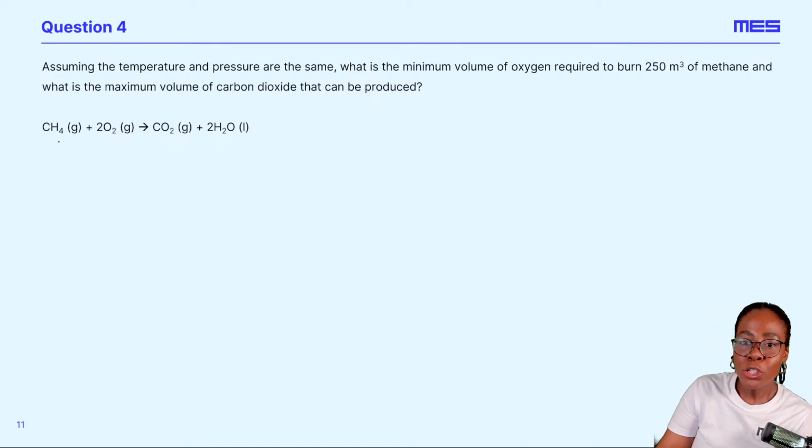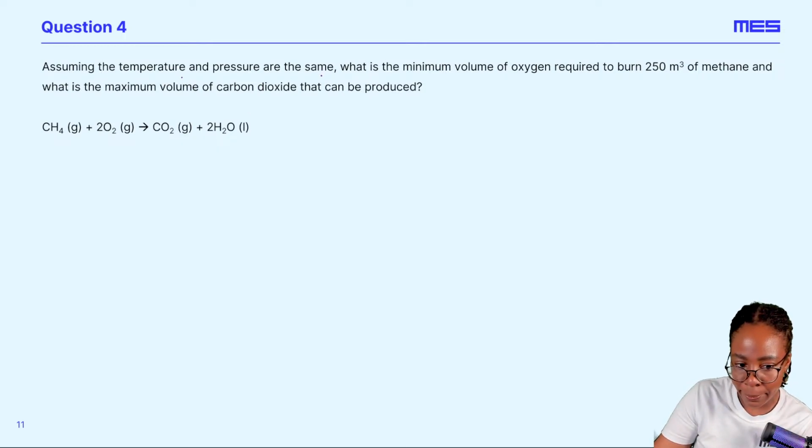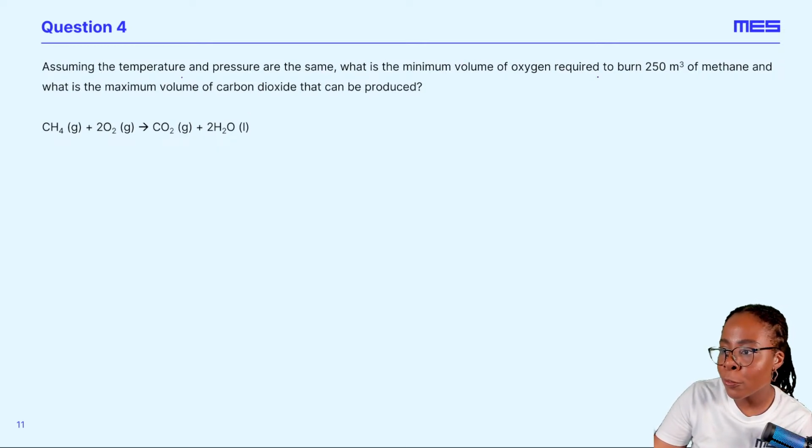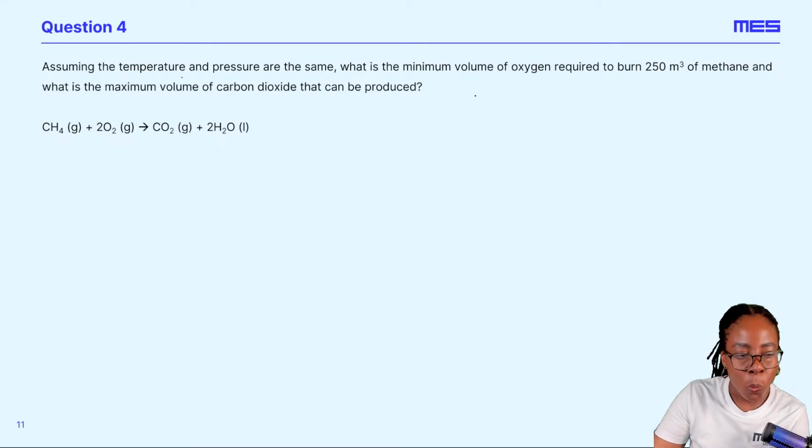Okay, so let's come to question 4. Assuming the temperature and pressure are the same, what is the minimum volume of oxygen required to burn 250 meters cubed of methane? And what is the maximum volume of carbon dioxide that can be produced? Why did I say this question is so easy?